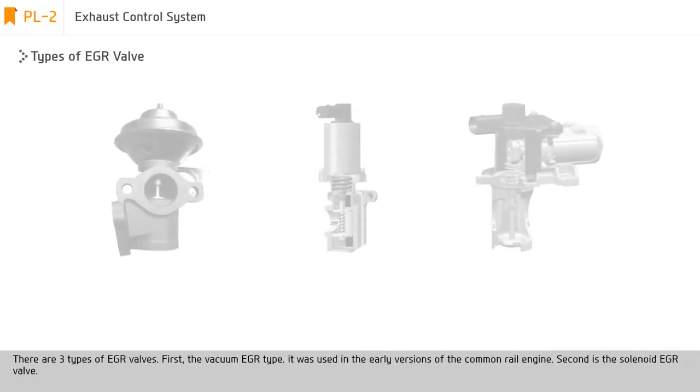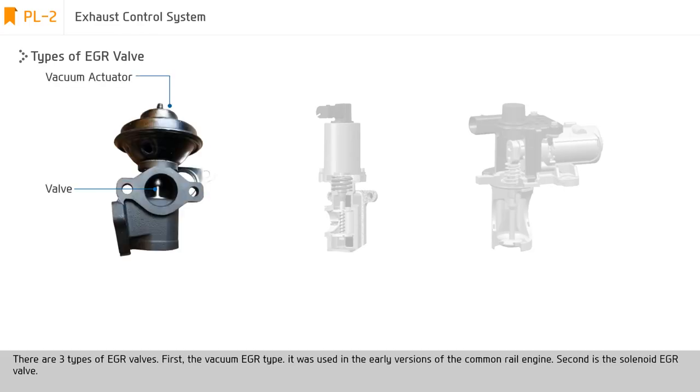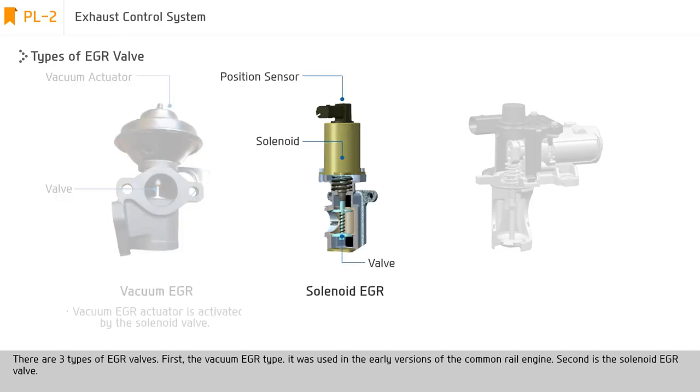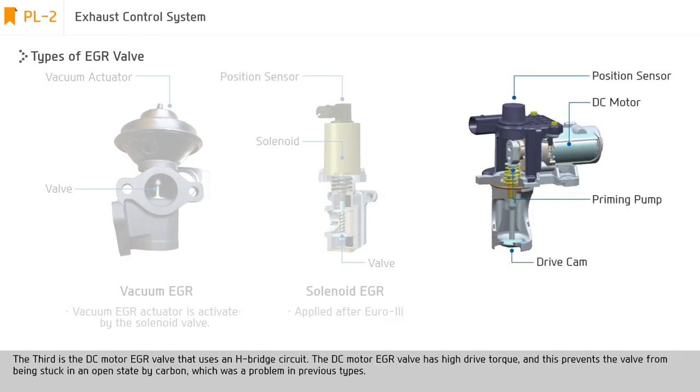There are three types of EGR valves. First, the vacuum EGR type. It was used in the early versions of the common rail engine. The second is the solenoid EGR valve. The third is the DC motor EGR valve that uses an H-bridge circuit.